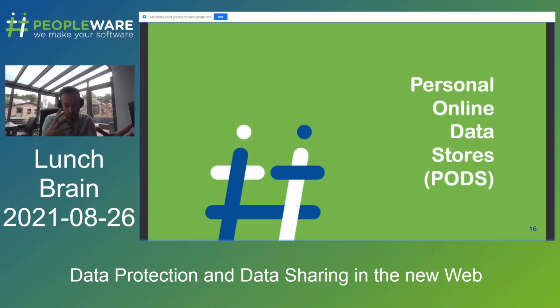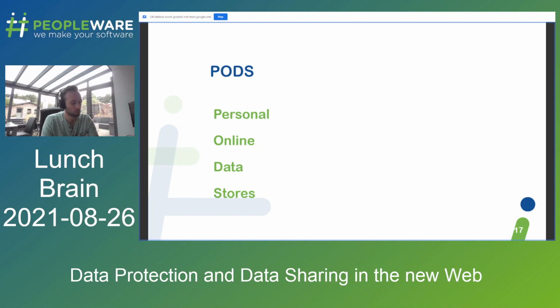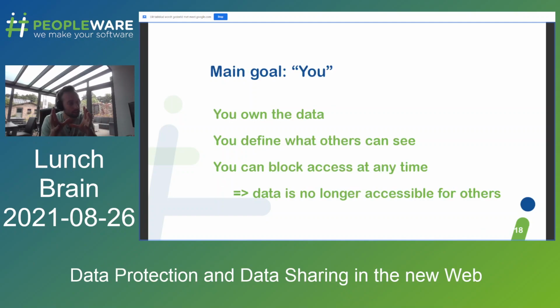So this concept of who owns data was something that Tim Berners-Lee struggled with as well. So he came up with personal online data stores, or pods. The word itself means: personal, so it's my data. Online means that it is accessible by everyone that wants to read it and has the permission to read the data. Data, of course, itself, and store, so it's a way of storing the data. Now, the main goal of the data pods is that you are the owner of the data, you define what others can see, and you can block access at any time. This will mean that the data is no longer accessible for others.